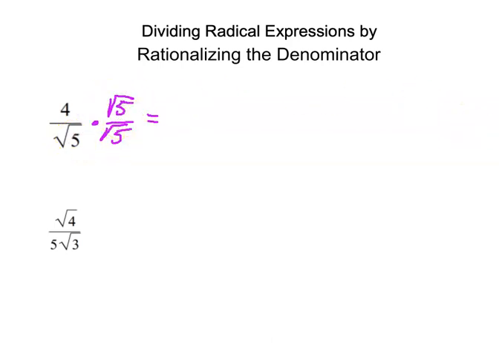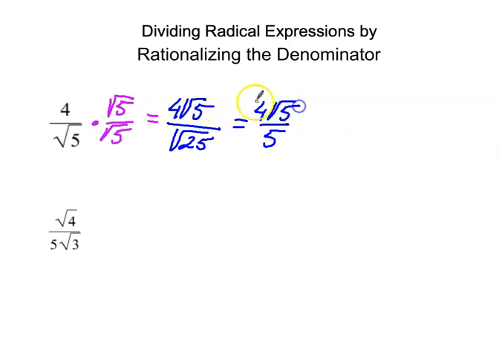And now in the numerator, we're going to have 4 square root of 5. And in the denominator, when you multiply square root of 5 times square root of 5, it's basically square root of 25, which equals 5. So square root of 25 equals 5, and the numerator stays 4 square root of 5. So this is going to be the final answer, okay?